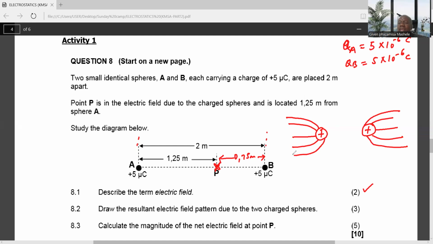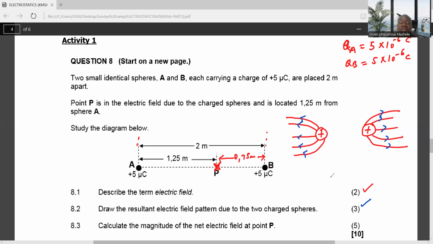And in terms of the direction, we know that for the positive charge, the field lines are always directed outwards. So the electric field lines will be outwards, even here they will be outwards. However, we'll have a repulsion. So this is what you need to know. Right, let's now move on.